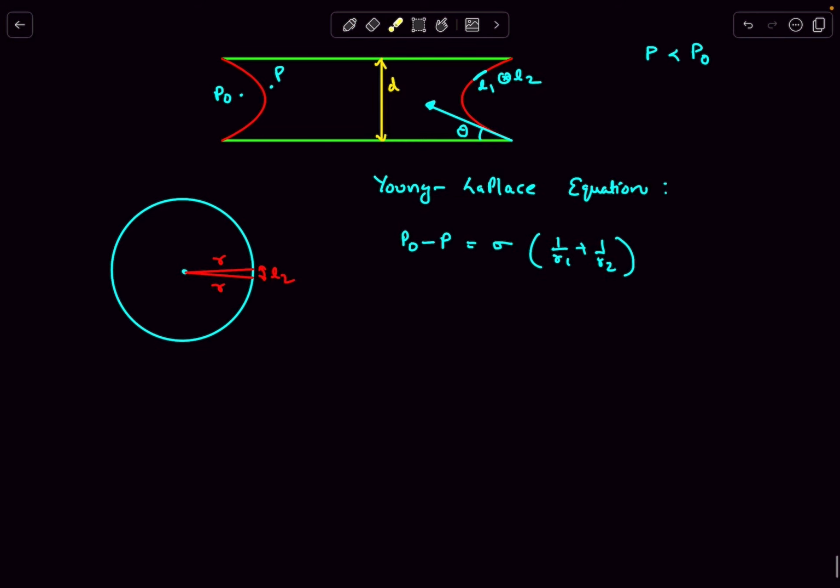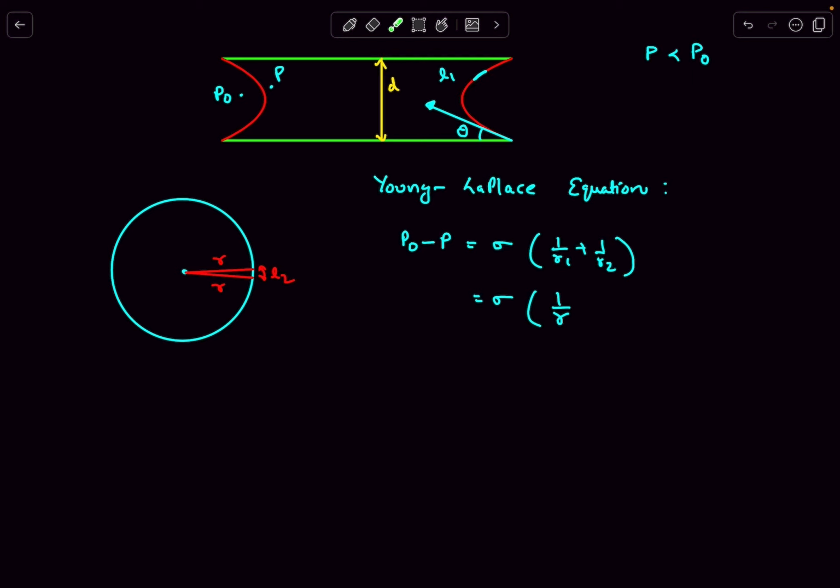Okay. Now from this we can directly see one of the principal radii of curvature. Now the small arc of length L2 lies on the circle, right? We know the radius of curvature of the circle is r. So one of the principal radii of curvature is simply the radius of the hemisphere. So now we have to find out the second principal radius of curvature.